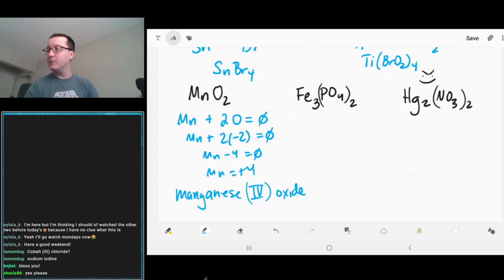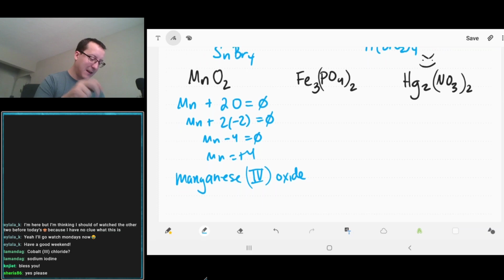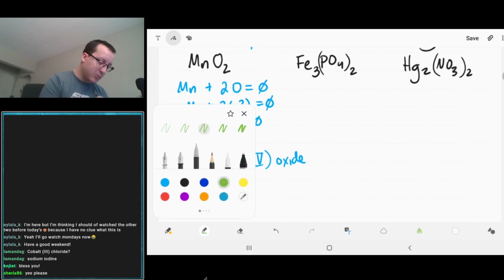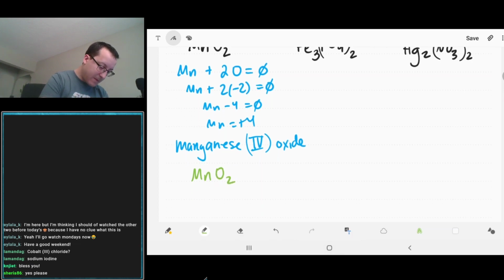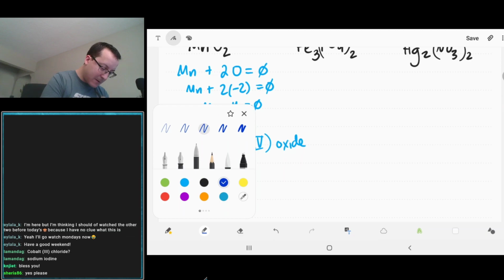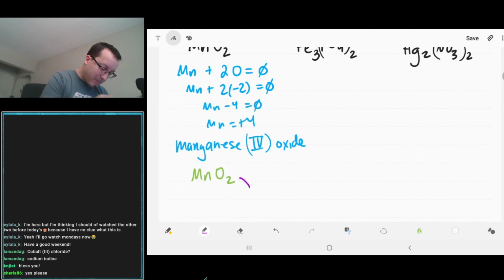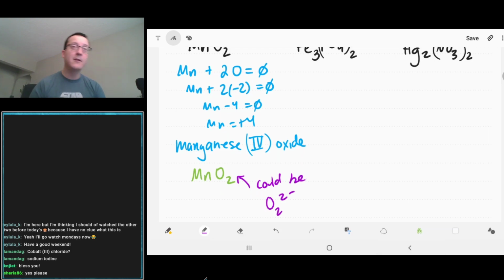So that is, I would say, 99.9% of the time, this formula is referring to the name manganese 4 oxide. However, technically, this one could be peroxide.